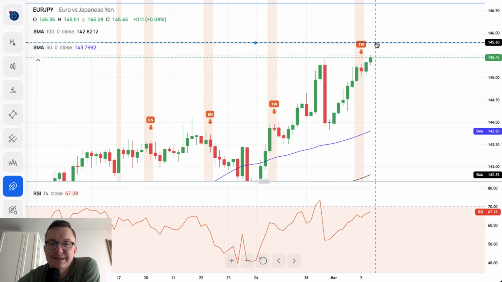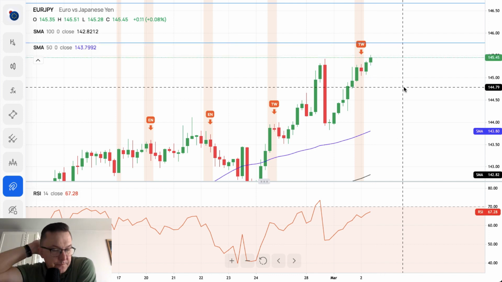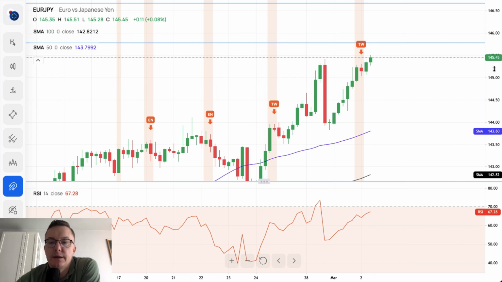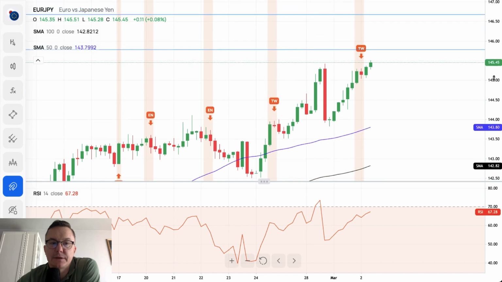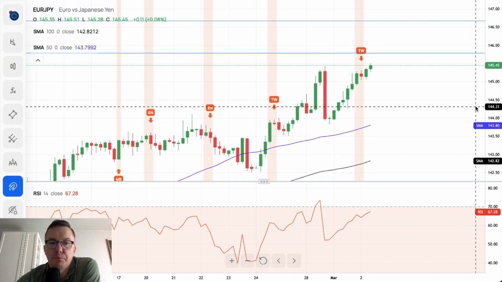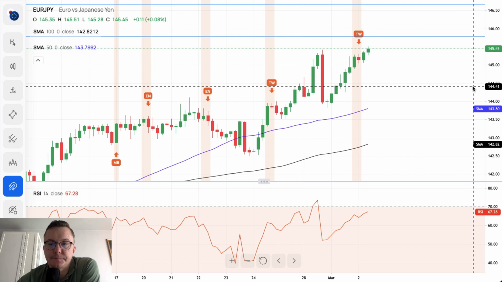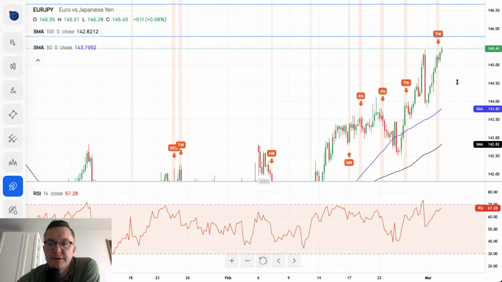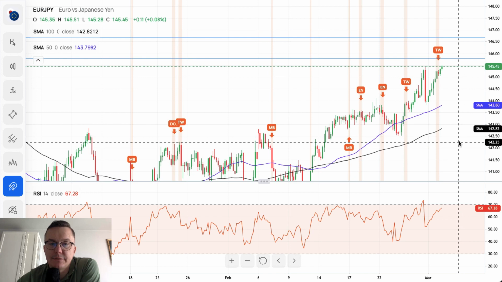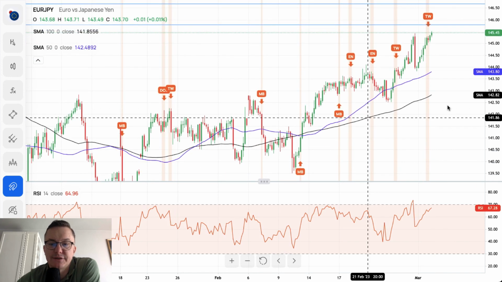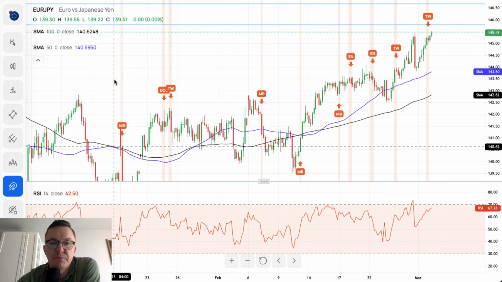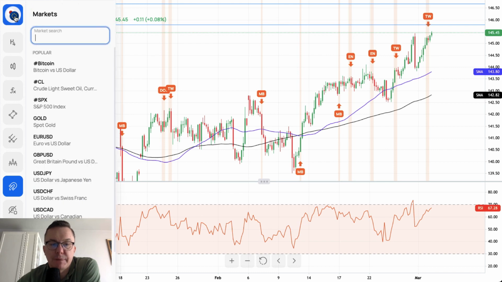We are heading towards the supply zone, and it looks like this supply zone might trigger some bearish movements, might trigger some bears in order to push the prices a little bit lower, and maybe terminate this uptrend. Nevertheless, on the 4-hour chart, so far the outlook remains bullish on the euro to the Japanese yen.